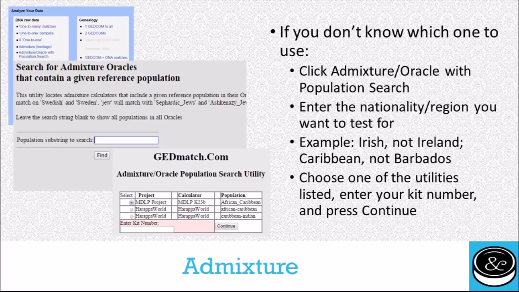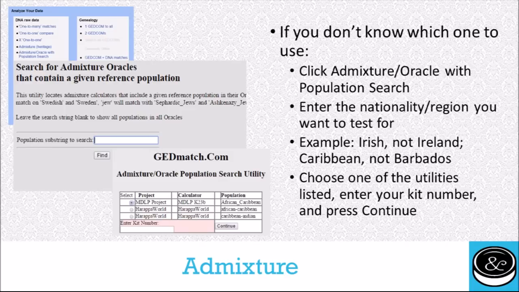The example that I have here is for my Caribbean heritage. If I want to analyze African Caribbean heritage, all I have to do is type Caribbean into this box, and as you can see, it brings up 3 different admixture utilities that I can use that will be able to analyze that type of heritage and give me a breakdown of what my heritage looks like.